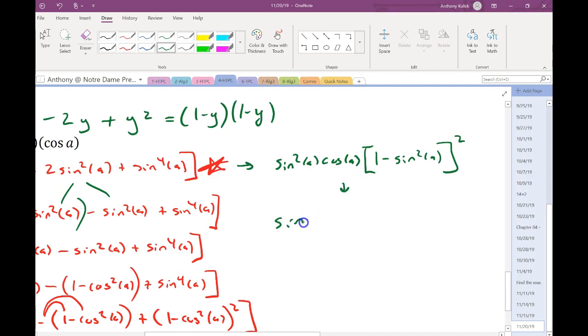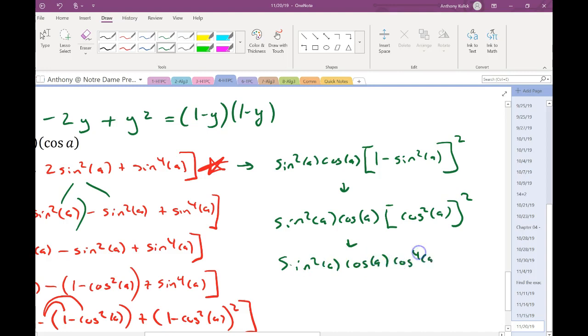And I apply P1 to that. And I know 1 minus sine squared a is cosine squared. And then cosine squared squared is cosine to the 4th. And cosine times cosine to the 4th is cosine to the 5th. And I'm done. Maybe a little bit easier than what we did. Certainly was faster, there's fewer steps, there's less writing.